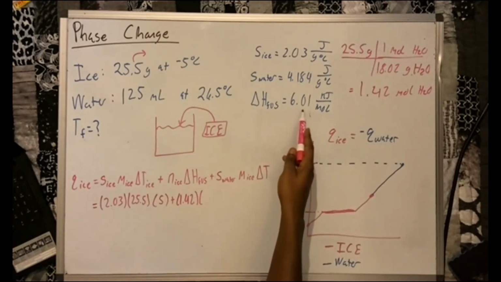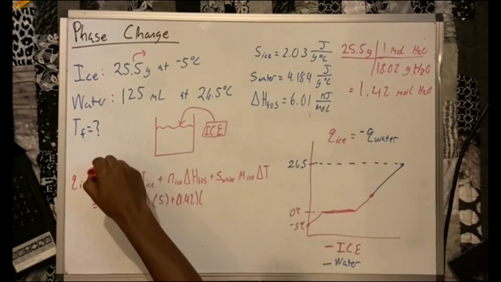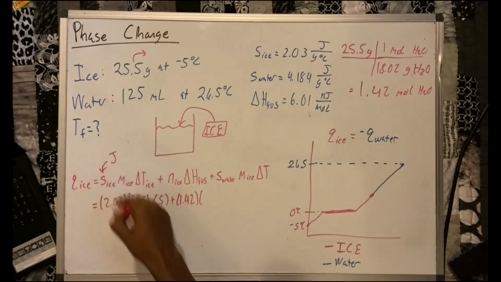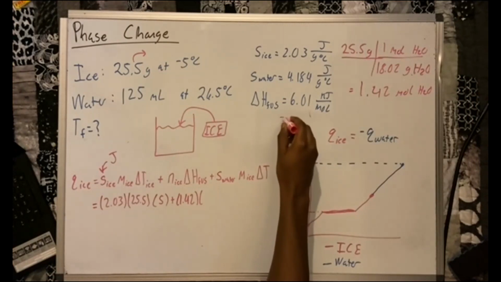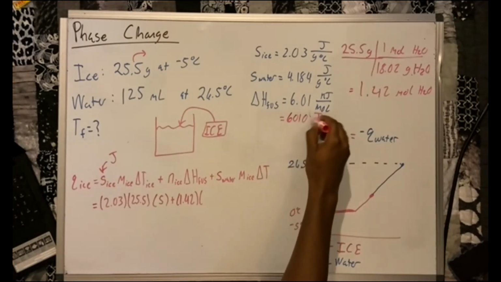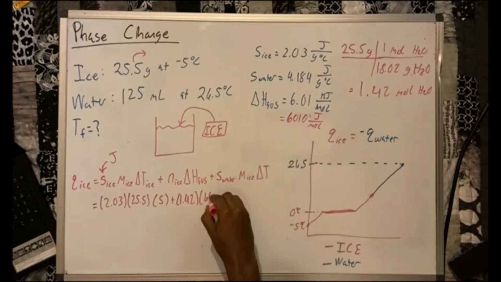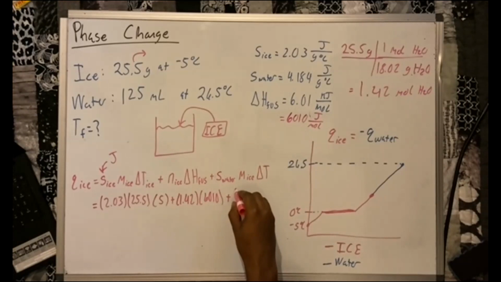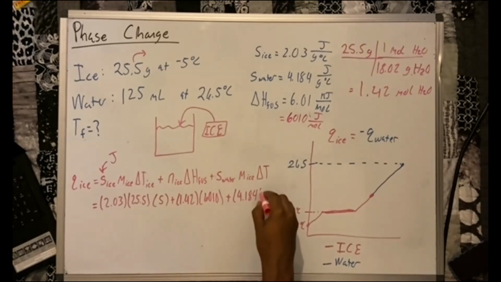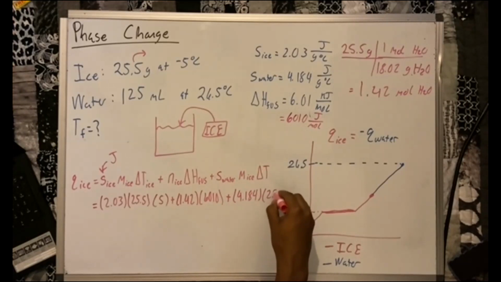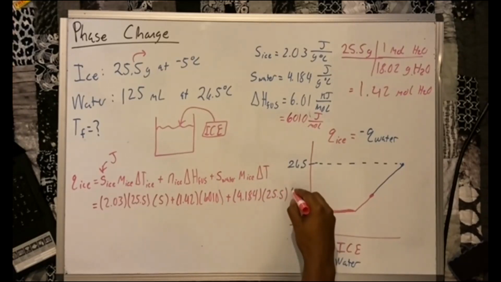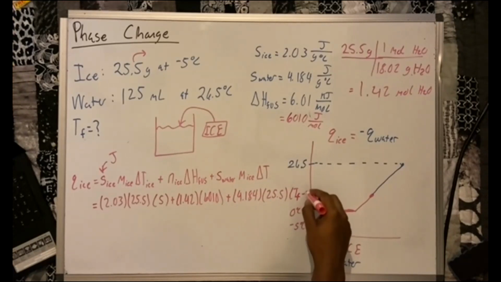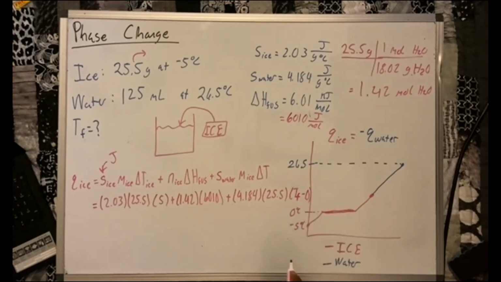Now originally the delta H of fusion is 6.1 kilojoules per mole, but this is in joules, so I'm going to change that to joules. So this is going to be 6010 joules per mole. So 6010, plus the S of my water, 4.184, times the mass of my ice, so the 25.5 again, and then this times TF minus my 0, because I don't know what the final temperature is, and 0 is the temperature it's going to start off at. This is just TF minus 0.